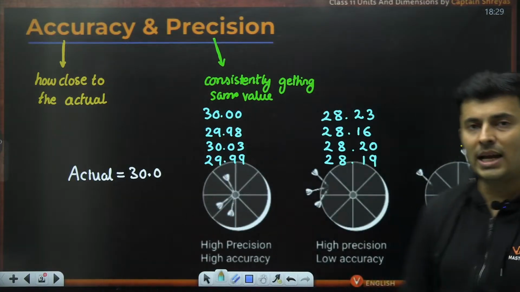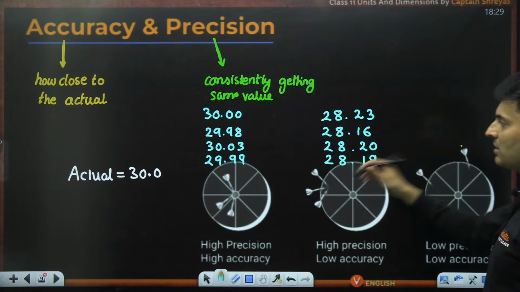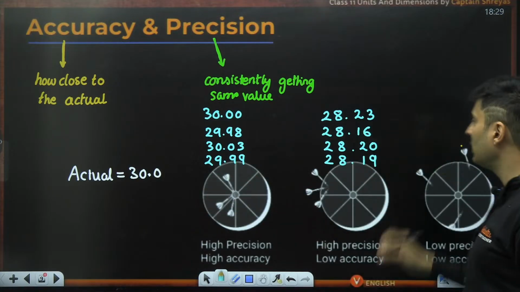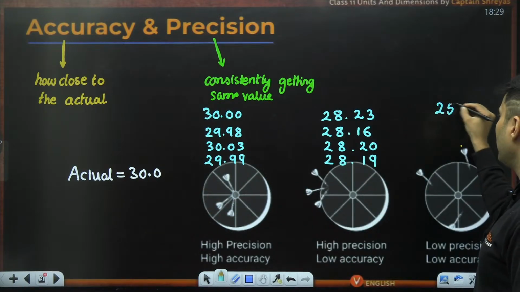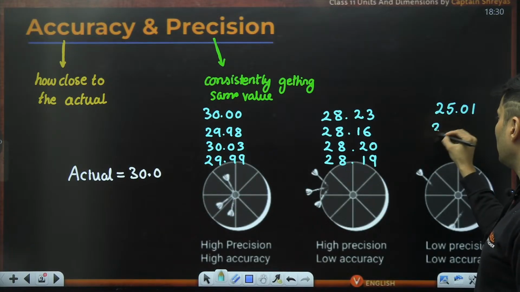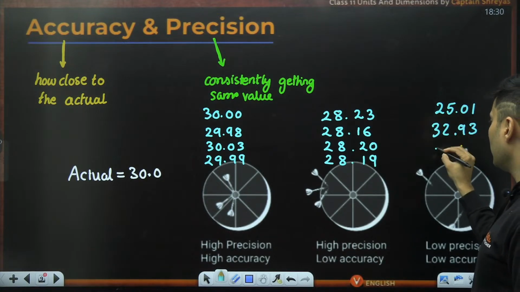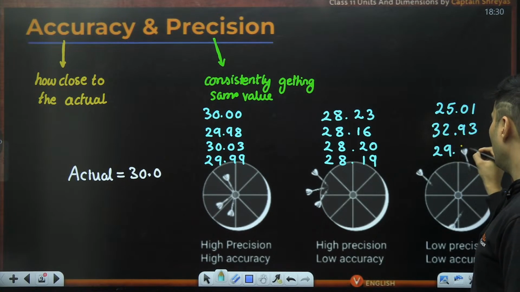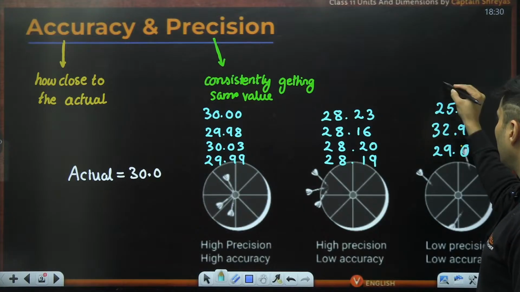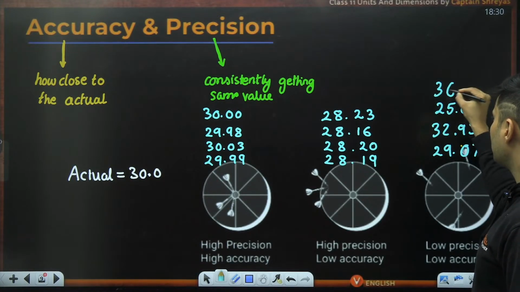Low precision, low accuracy means something like this. The expected value, the actual value, is 30. You are getting 25.01, then 32.93, then you are getting 29.07, then you are also getting 36.15.